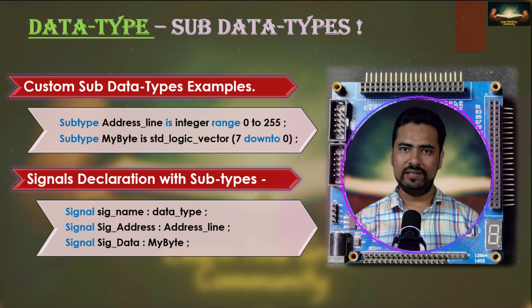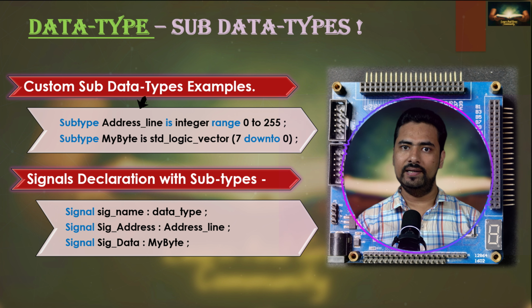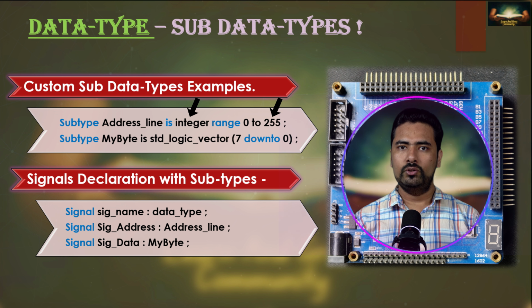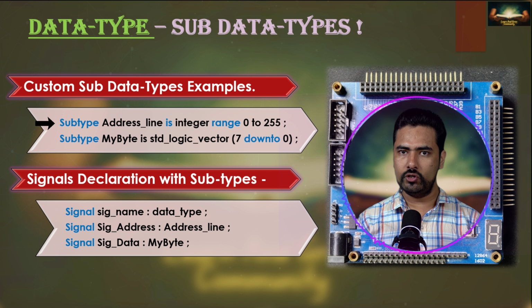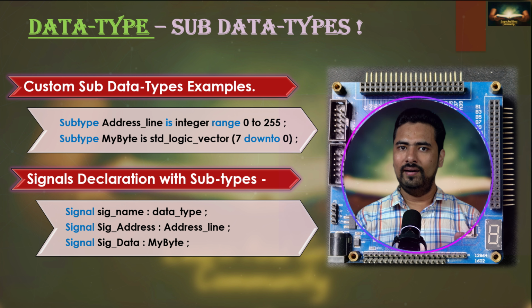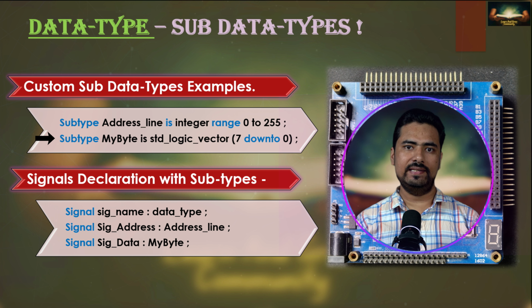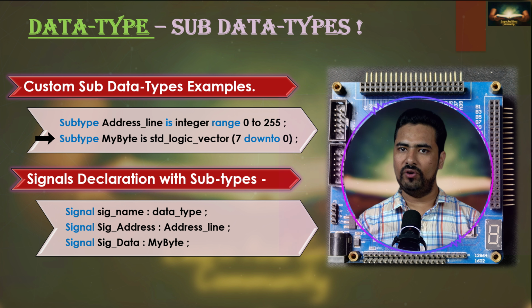So first user defined subtype which I have written is address_line. This is integer and required to address 256 elements. So I have written subtype address_line is integer range 0 to 255 semicolon. Another example is defining byte subtype, which has 8 bits inside it. So write subtype my_byte is std_logic_vector 7 down to 0 semicolon.